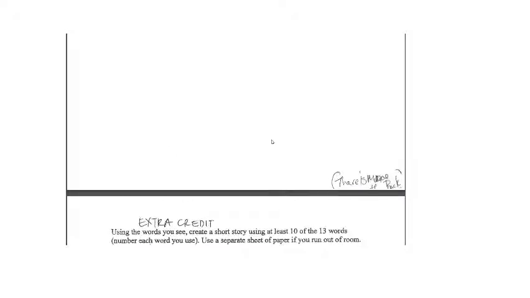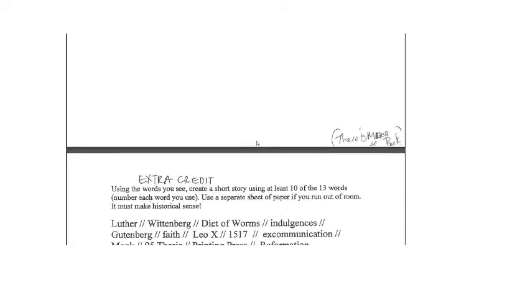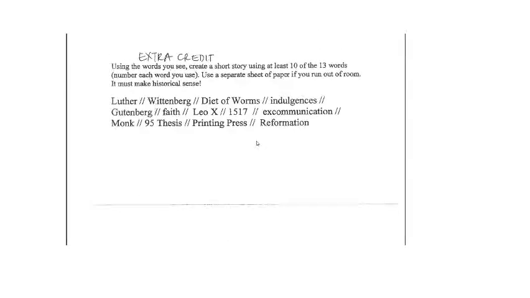And then you'll see in the bottom right hand corner where it says there's more on the back, there's this extra credit. So I've given you a list of words, and I just want you to write a short story using at least 10 of the 13 words. And you can go on to a separate page and staple it to this one to turn in before you leave for the day, if you need to.